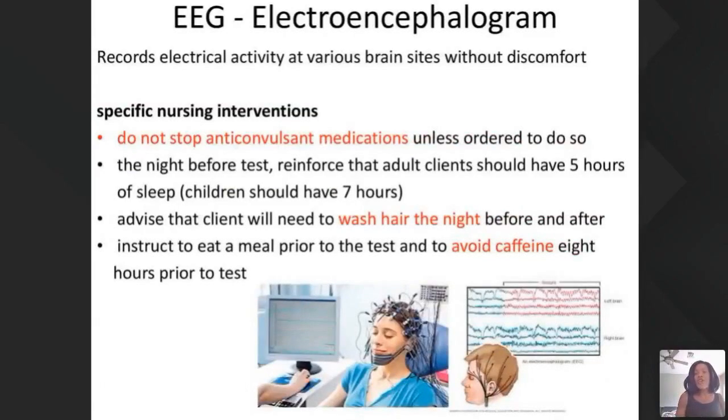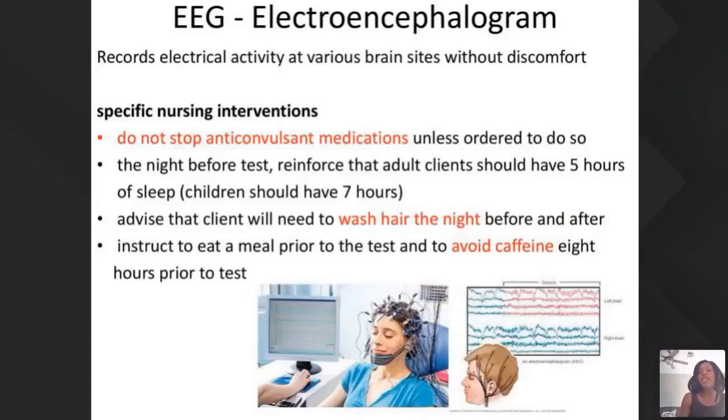EEG, electroencephalogram, records electrical activity in the brain. It does not hurt. It is not invasive. There are a few teaching points with this one. If the patient is on seizure medications, anticonvulsant medications, tell them do not stop taking those medications unless you are ordered to by your physician. Continue your normal meds, your anticonvulsants.